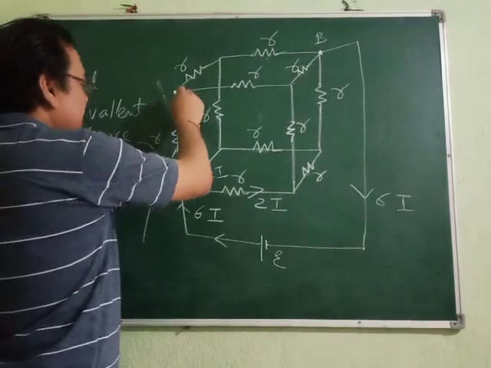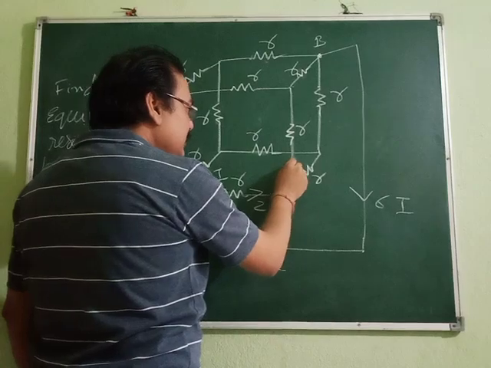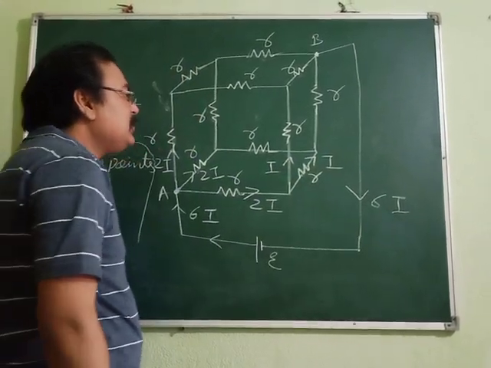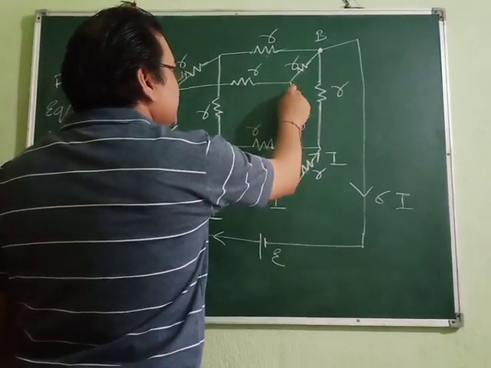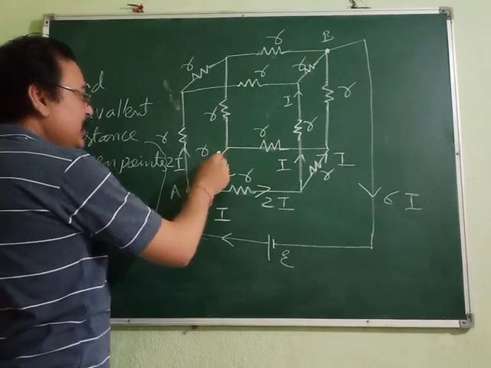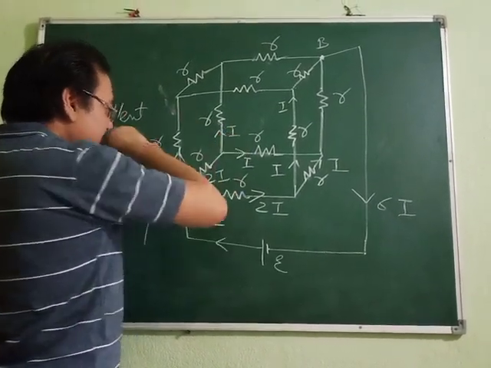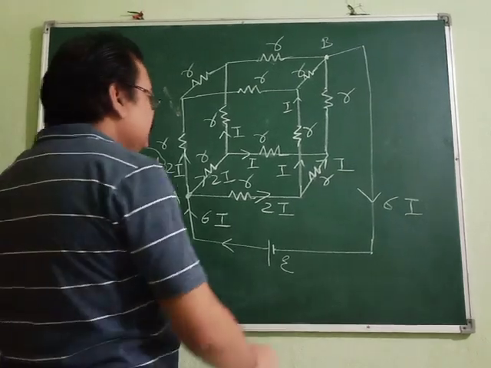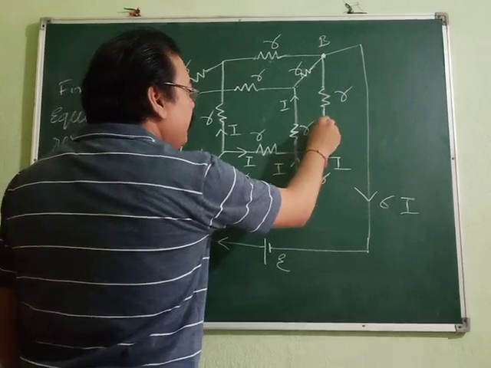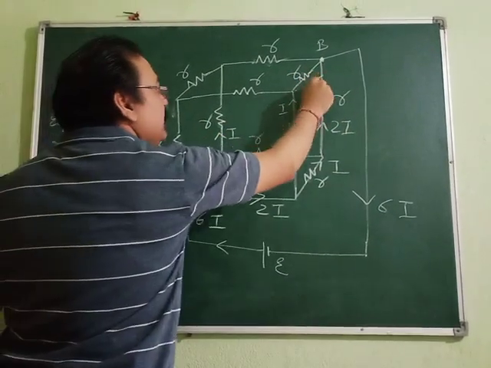Now this 2I will reach. First let us take this one. 2I reaches here and then it divides into I and I. Now let's see this one. 2I reaches here and then divides into I and I. Now what will happen? This I is reaching here and this I is reaching here. They will combine and form 2I again, and this 2I will reach till here.